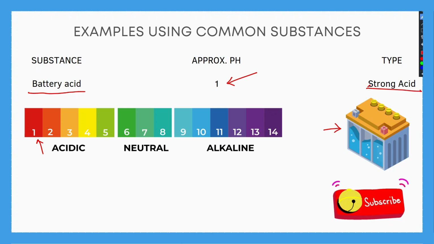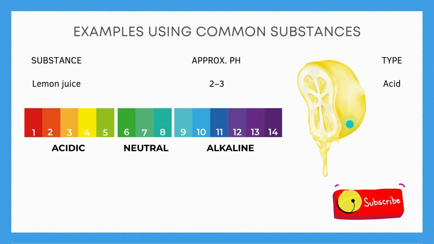The next example that we want to talk about is lemon juice. Lemon juice, I'm sure many of you must have had an encounter with lemon juice before. Lemon juice has an approximate pH value of 2 to 3. 2 to 3 ranges from this point to this point.